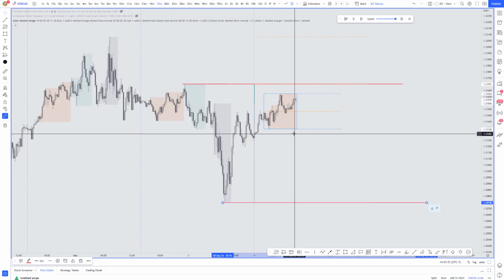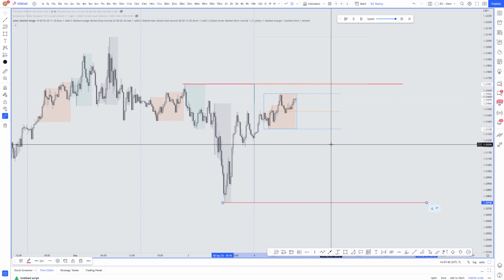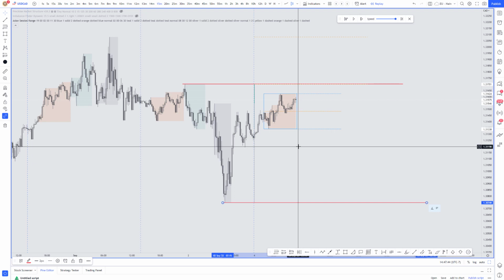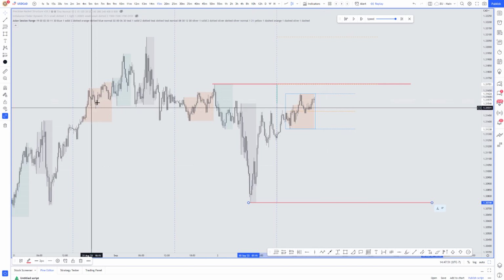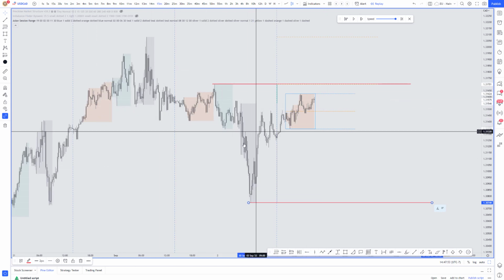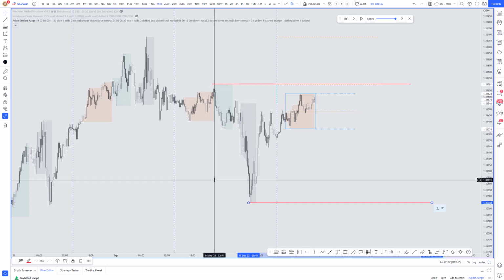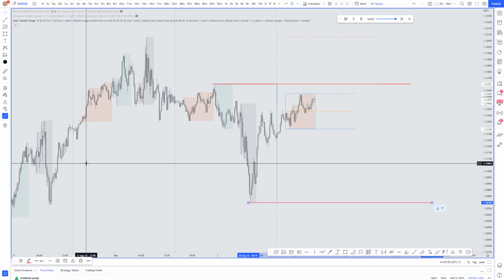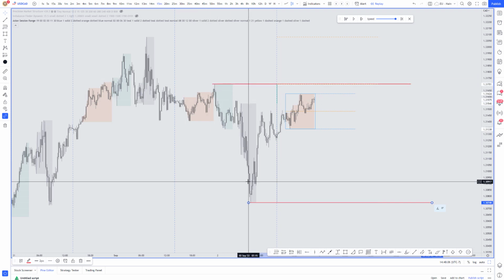But what I do know is that if one side of Asia gets run, a lot of times the other side of Asia gets run, even if it's not the same day. A lot of times it does happen the same day or within a couple days. So you guys can see here, Asia highs get run, we come back down, Asia lows get run. This Asia here, both the highs and lows went in the same day. So the absolute best setup for Asia is obviously the sweep and go the other way.